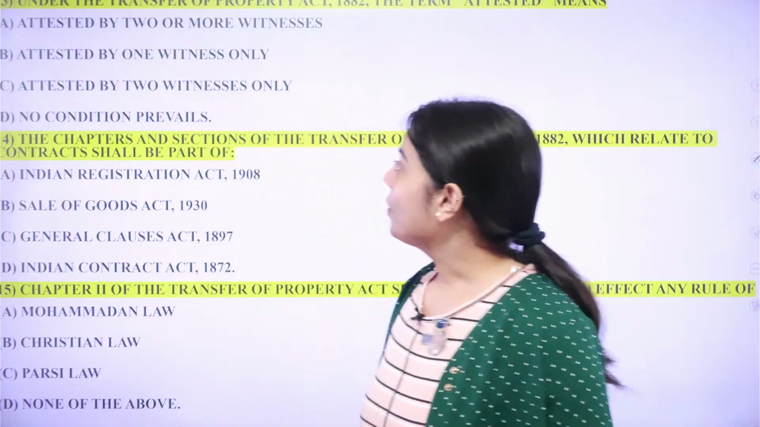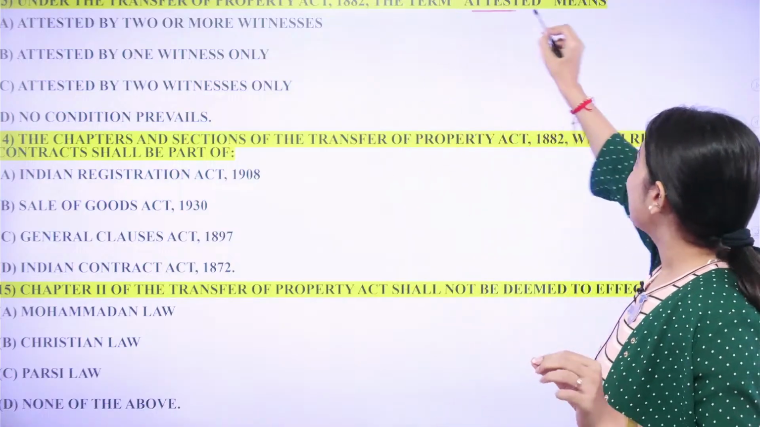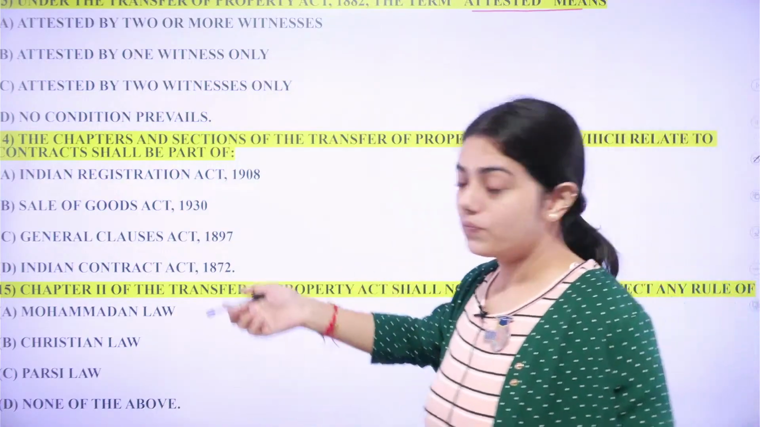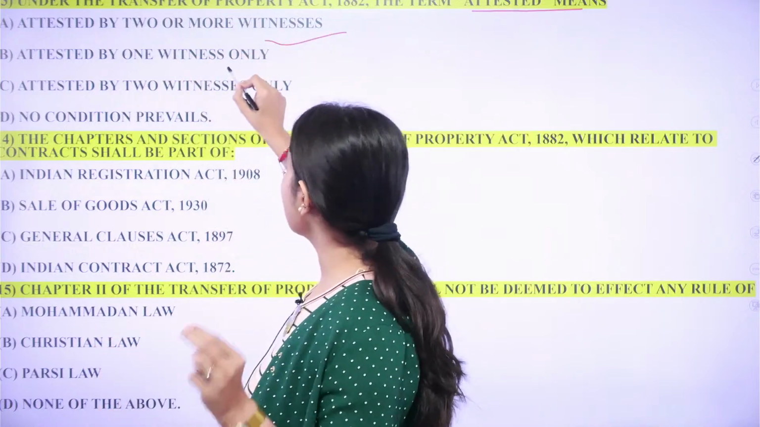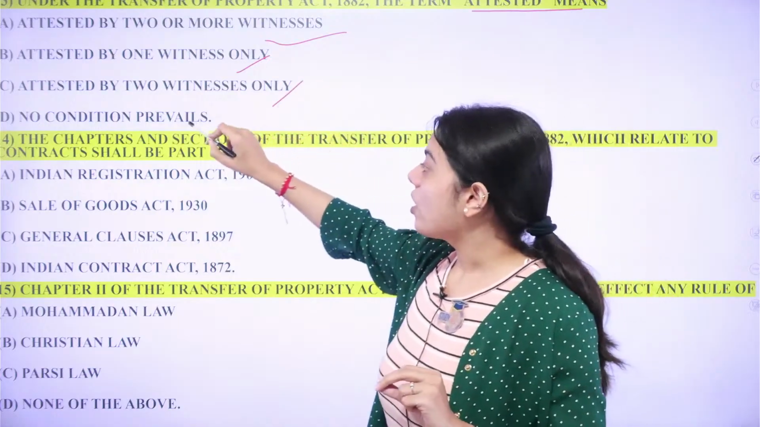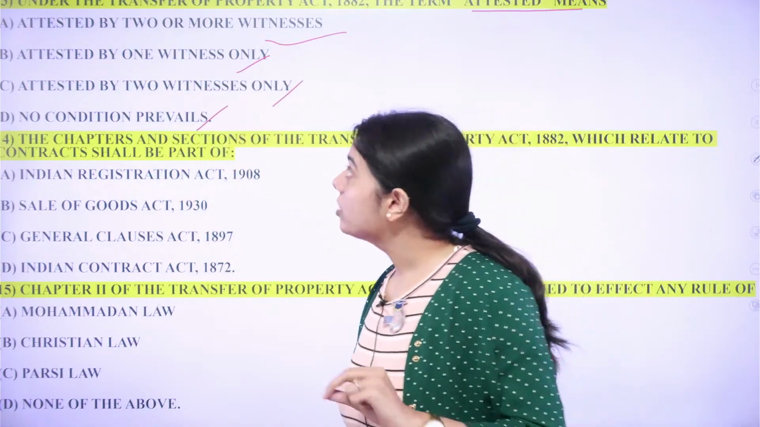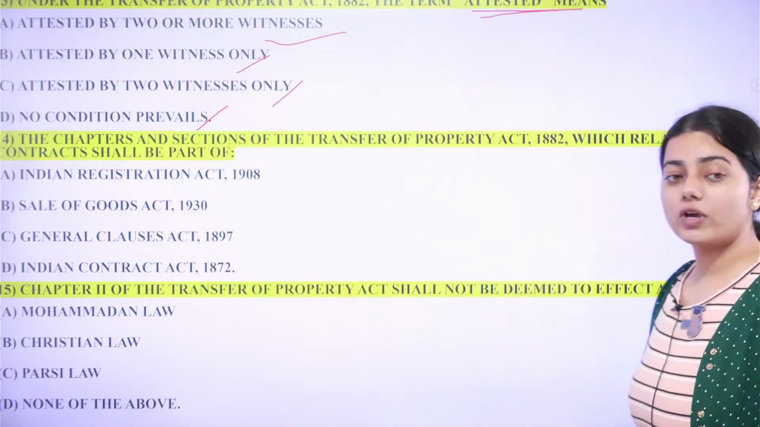Chalo. Question number 13. Under the TPA, the term attested means, what is attested? Attested by two or more witnesses, attested by one witness only, attested by two witnesses only, and option number D, no condition prevails. Now you have to answer what does attested mean.